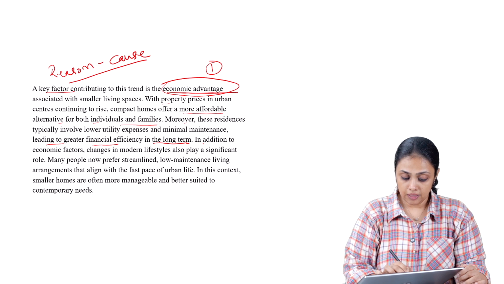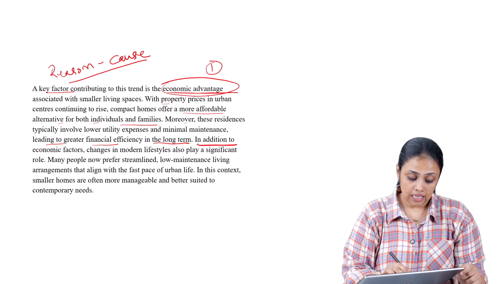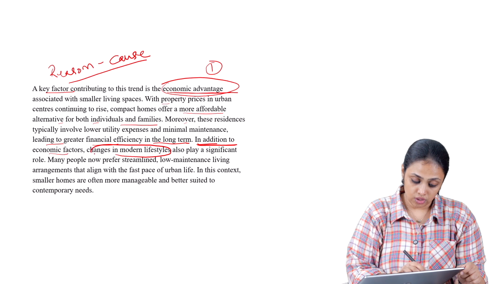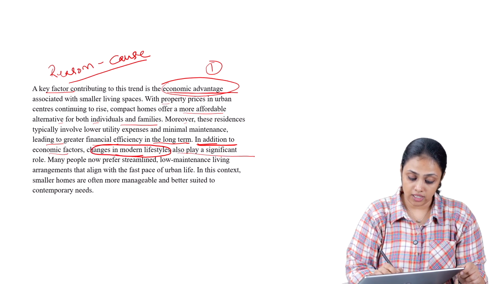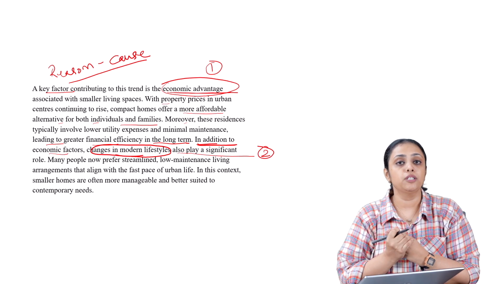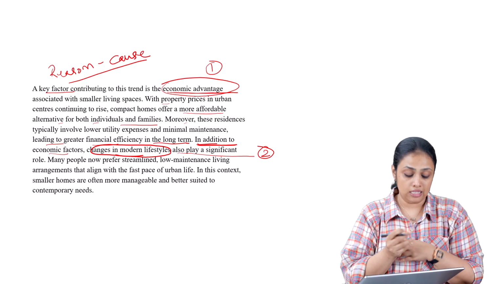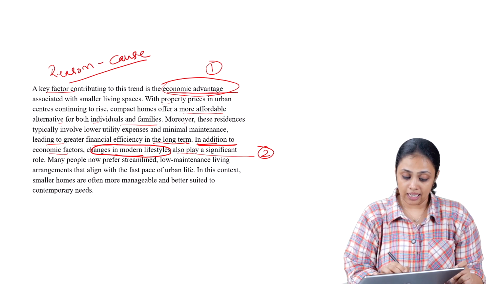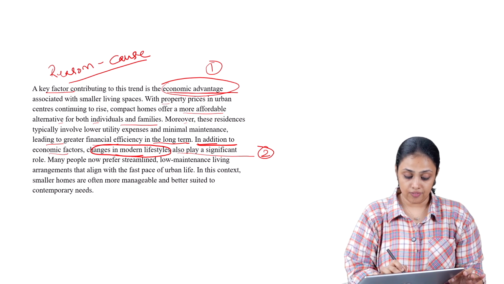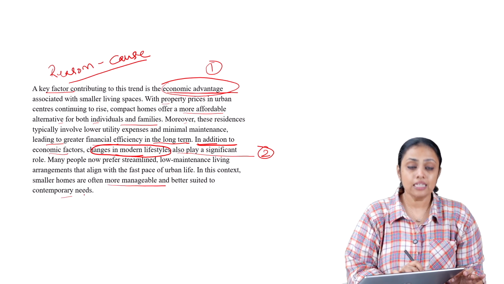Now you have put in the second point. You should be talking about 2 points in this paragraph. In addition to economic factors, the changes in modern lifestyle also play a significant role. The second point, what I've included, is about the changes in modern lifestyle, which is actually prompting people to go for smaller houses. Now let's see the expansion of that idea. That is the supporting sentence. Many people now prefer streamlined, low maintenance living arrangements that align with the fast pace of urban life. In this context, smaller homes are more manageable and better suited to contemporary needs.